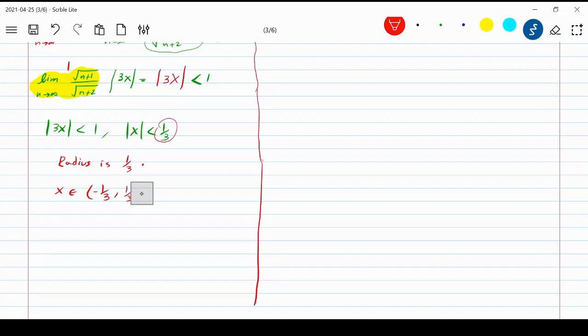So the issue is now, what are these endpoints? Is it bracket, parentheses, parentheses, bracket, bracket, parentheses, parentheses? So this is the issue. We just need to figure out what the endpoints are. So I'm going to focus on what happens if x is negative 1/3 or 1/3, and discuss, are they going to be convergent? If x is negative 1/3, is it going to be divergent? Depending on that, I'll choose the bracket or parentheses.